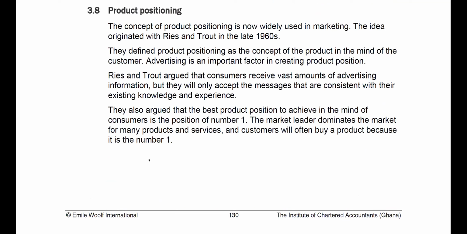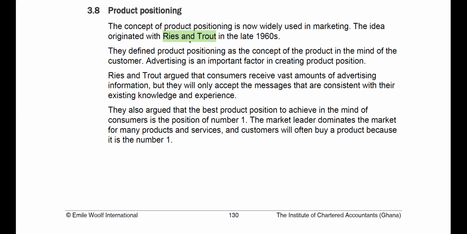So let's talk about product positioning. The concept of product positioning is now widely used in marketing. The idea originated from Ries and Trout in the late 1960s. And I told you anytime you see names in a strategic case, always write them down, because ICAN are smart. They can say, according to Ries and Trout, talk about product positioning. If you don't know this and you say anything else, you might be wrong.